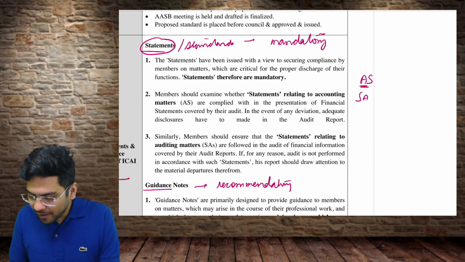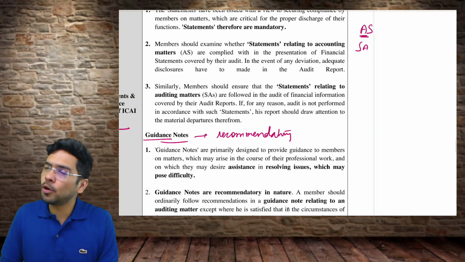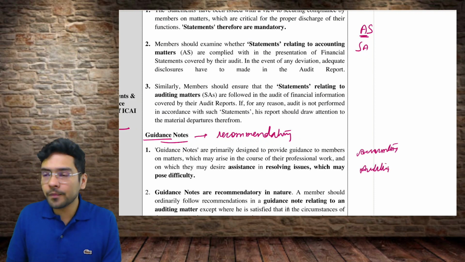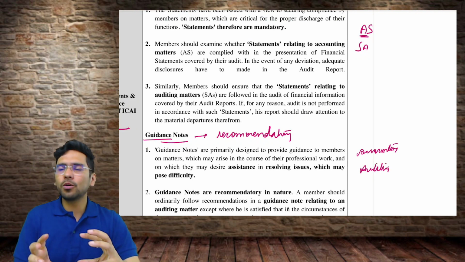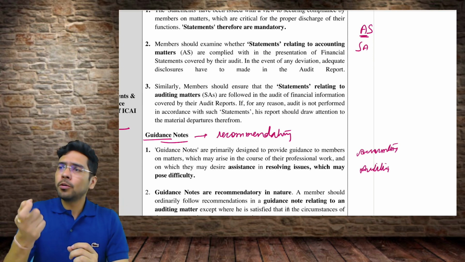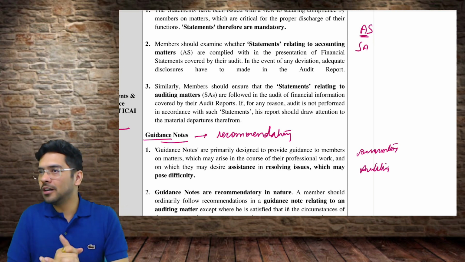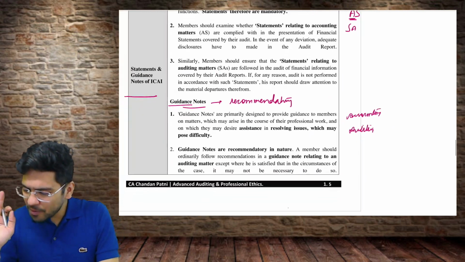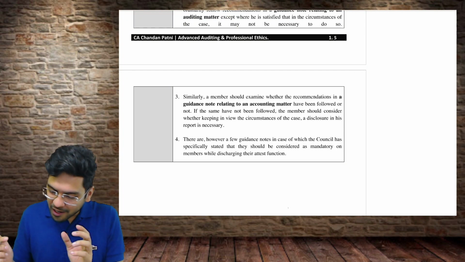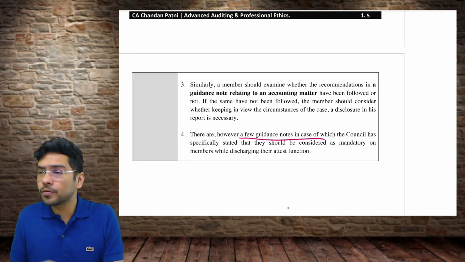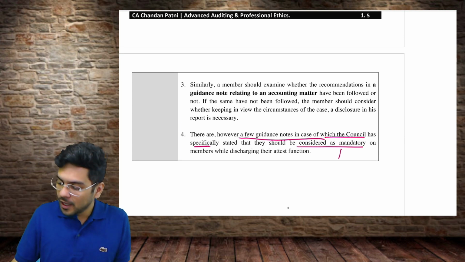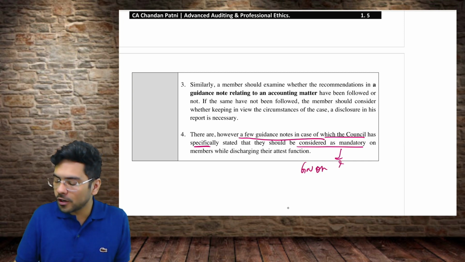And a guidance note can be on accounting matters as well as on auditing matters. A guidance note is recommendatory in nature. ICAI comes up with guidance notes on issues which the members might face difficulty in. But just remember one thing, guys, some guidance notes are compulsory in nature. There are a few guidance notes, see point number 4, which the council has specifically stated should be considered as mandatory. For example, a good example is the guidance note on independence.